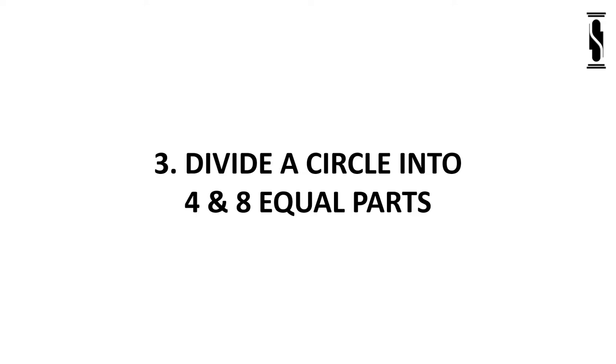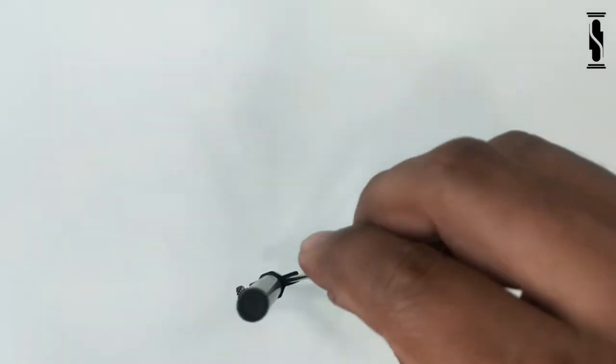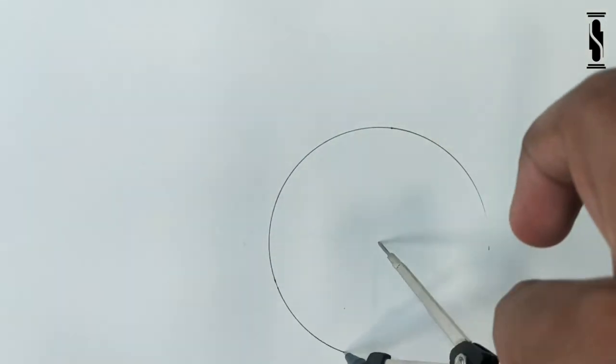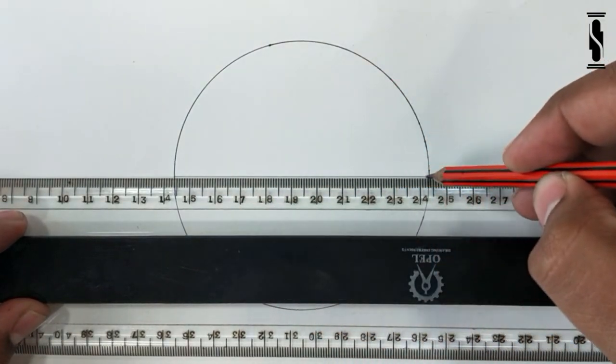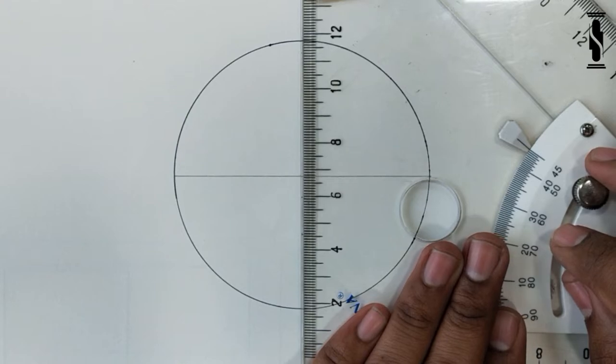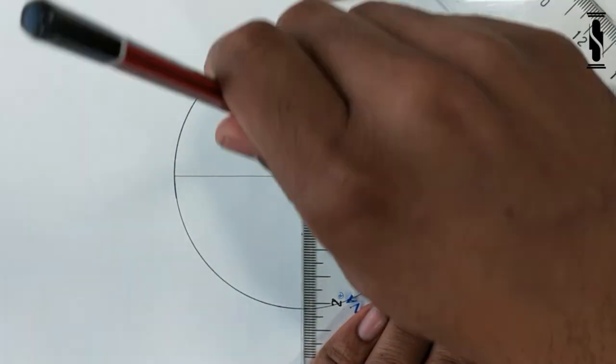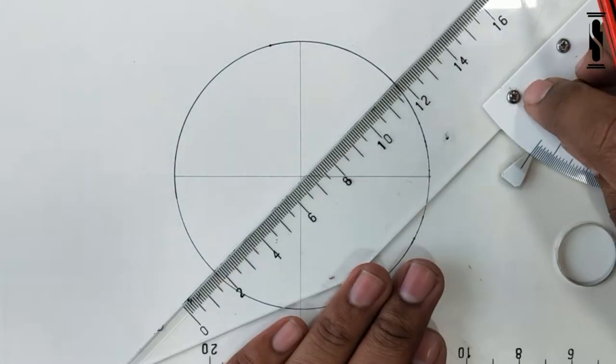Divide a circle into 4 and 8 equal parts. Draw the circle with given radius. Divide the circle into 2 equal halves by drawing a horizontal diameter. Divide the circle into 4 equal parts by drawing another, vertical diameter.